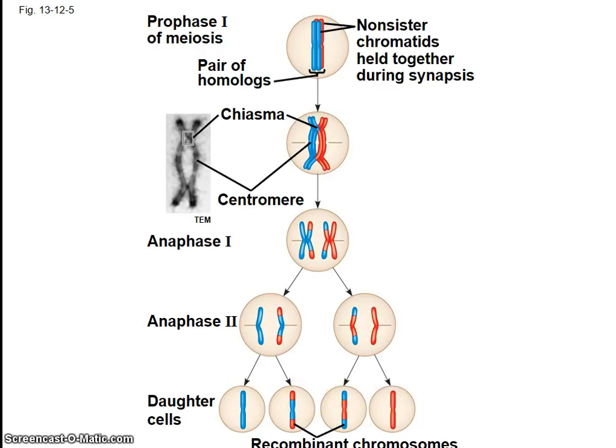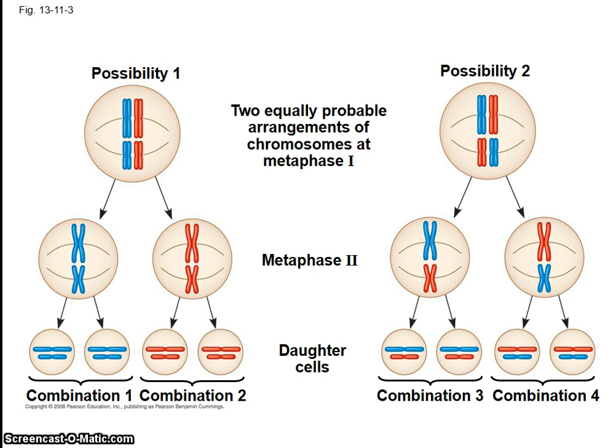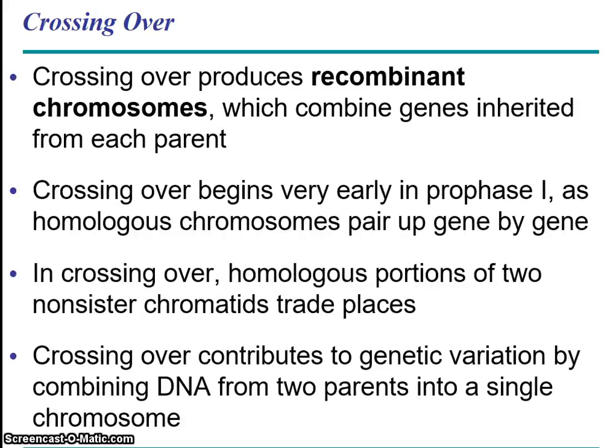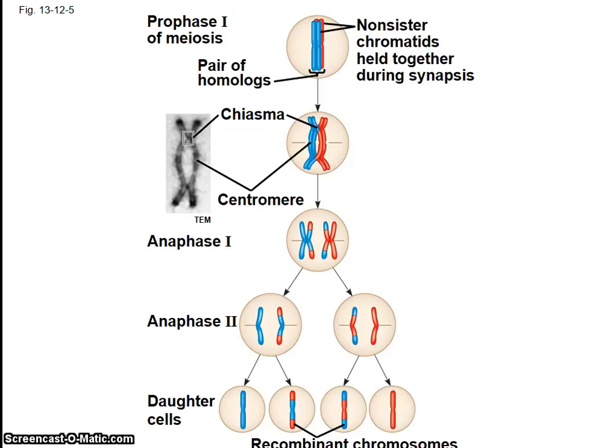So if we combine this with the idea of independent assortment, that 8.4 million combinations actually increases, because now we have brand new combinations of chromosomes because they're mixed up. Mom's DNA and dad's DNA is mixed up and combined with each other. Now, the last way that meiosis and sexual life cycles contribute to genetic variation.